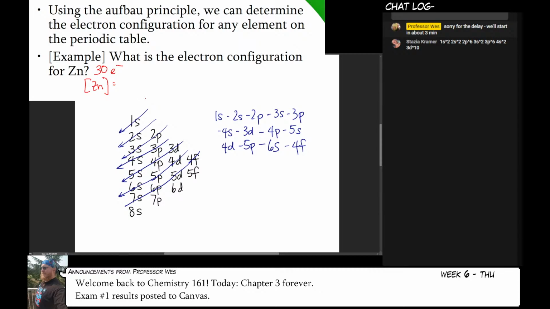And so all s orbitals have 2, so I'd go 1s2, 2s2, p orbitals have 6, 2p6, 3s2, 3p6. How many have I used? 2, 4, 10, 12, 18, 4s2, that's 20. What comes after 4s2? It's 3d10, and that holds 10. That's all I need. So 10, 12, 18, 20, 26, 28, 30. So that would be the electron configuration for zinc. There you go.